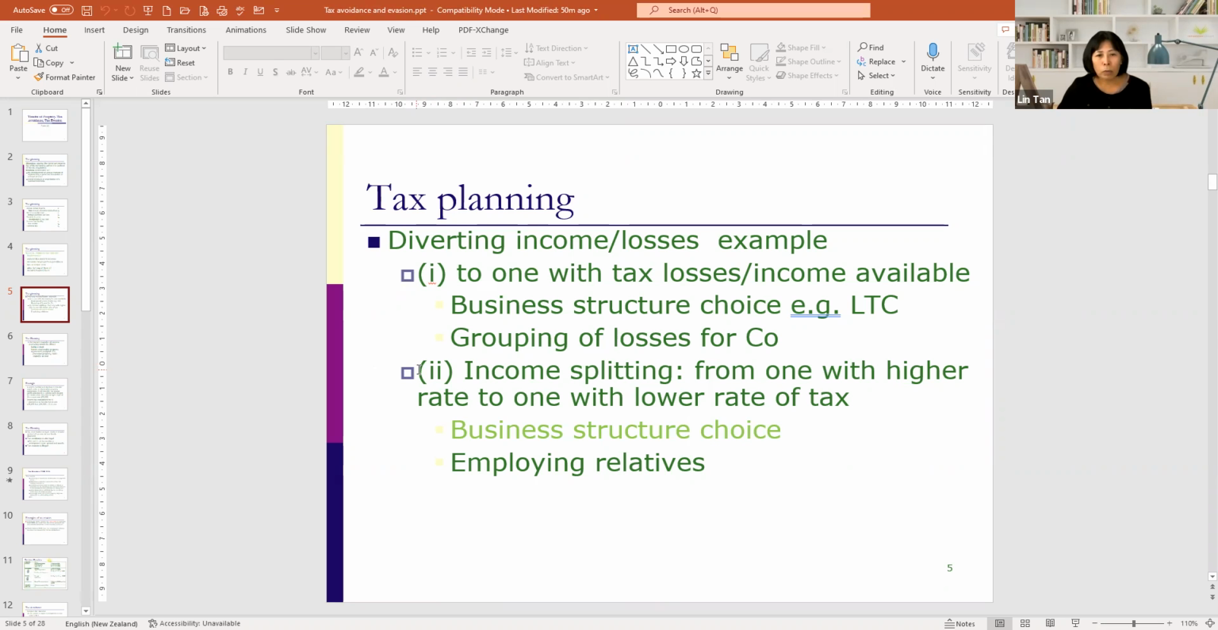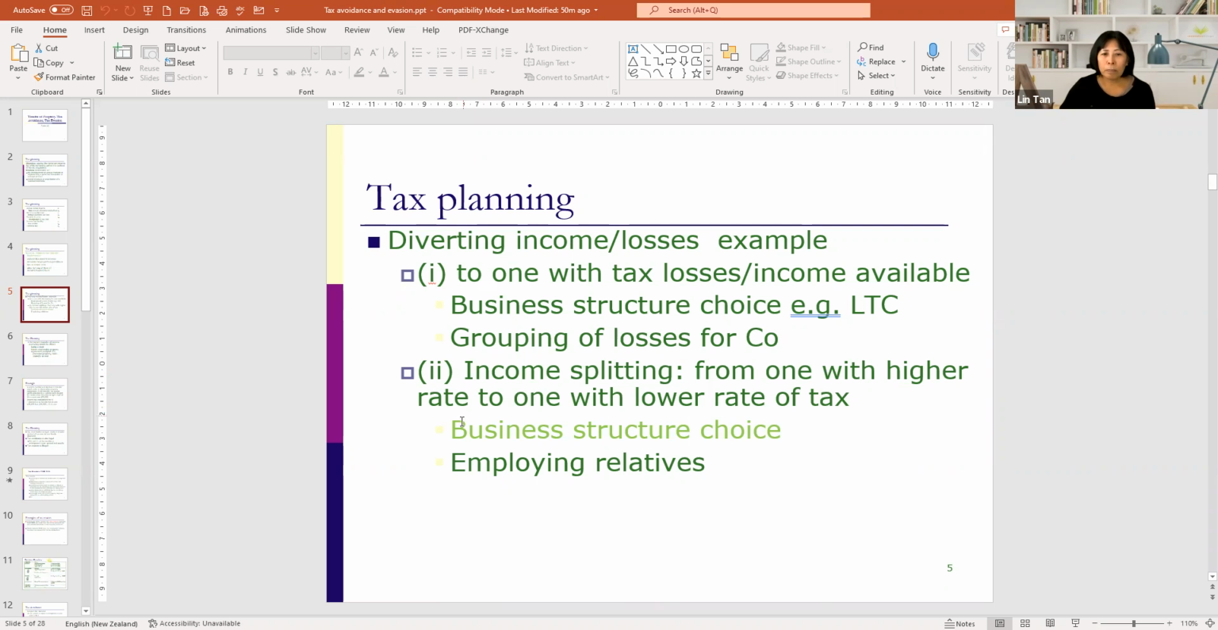A more common way of thinking of how to reduce the income tax liability is to look at how they can split the income, right? So splitting the income means passing the income to somebody else who is at a lower tax bracket, and that means they'll be able to save some tax.